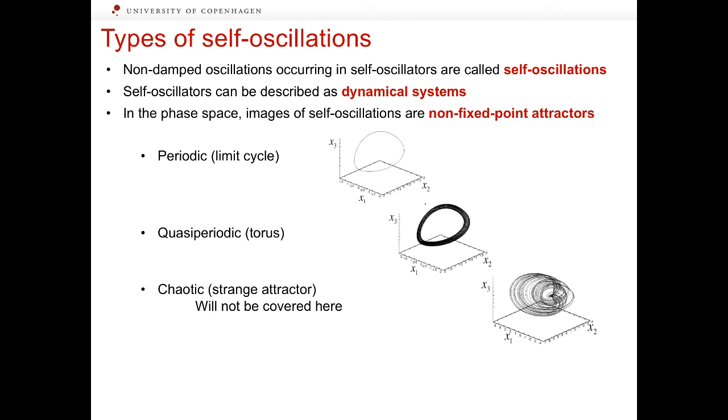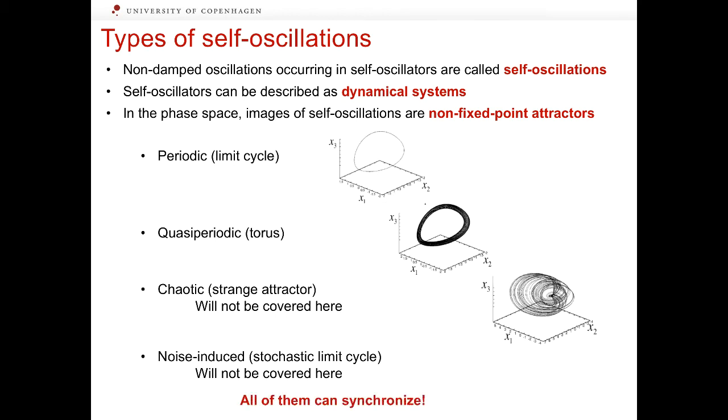In addition, and counterintuitively, oscillations which satisfy all criteria of self-oscillations can be induced in nonlinear systems by external random fluctuations applied to the system. In this course, we will not consider chaotic or noise-induced oscillations. Remarkably, all these self-oscillations can be synchronized.